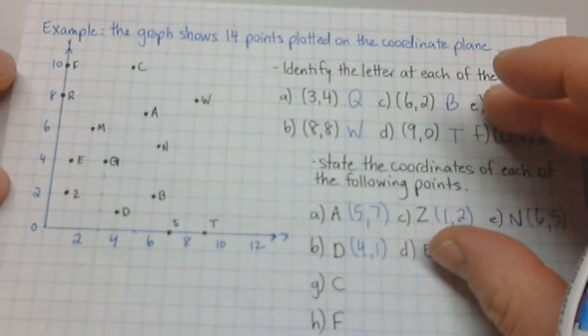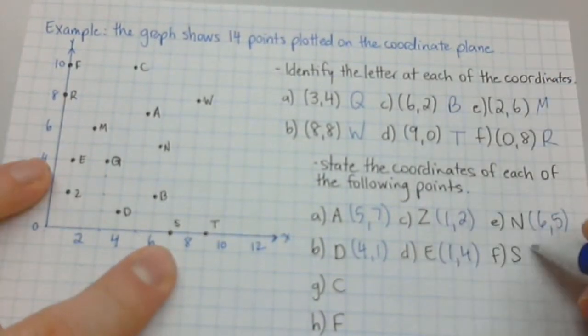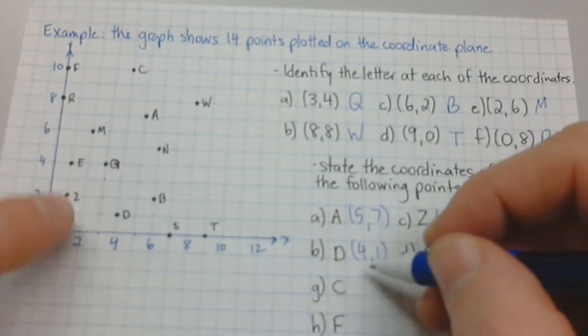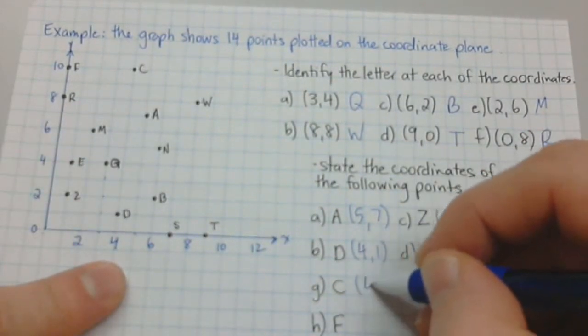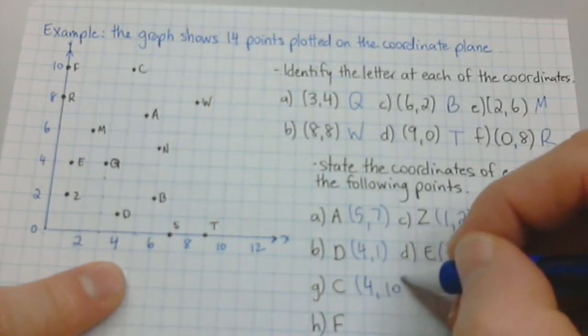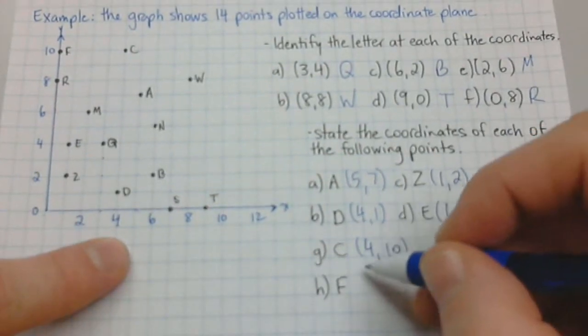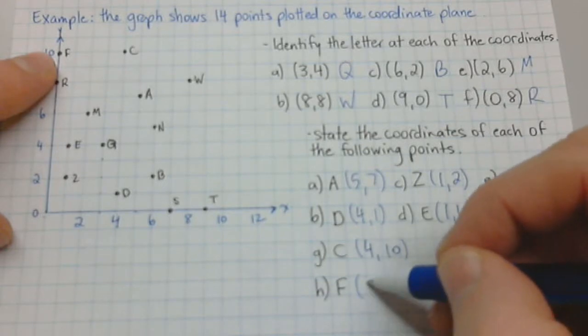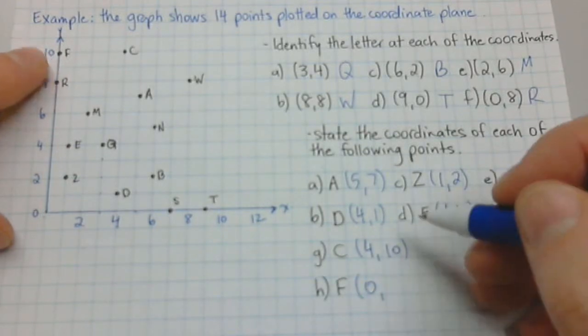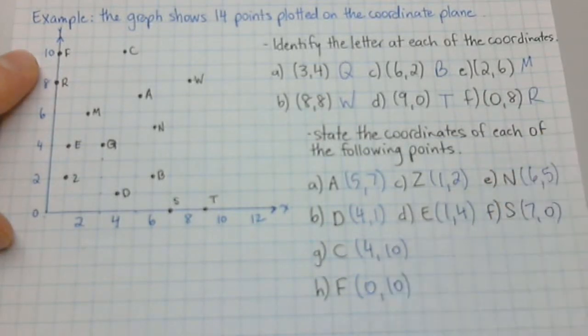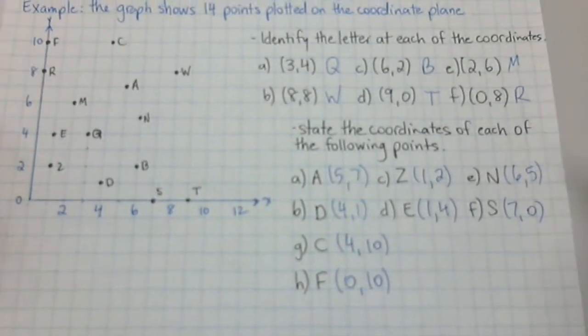Point S is 7 to the right, but not up any. Point C is 4 to the right, and it's 10 up. And then point F is right over here. You don't go any to the right at all, but then you go up 10. So that's all the coordinates of all those points. That's really what this lesson encompasses: being able to plot points and to recognize the coordinates of points.